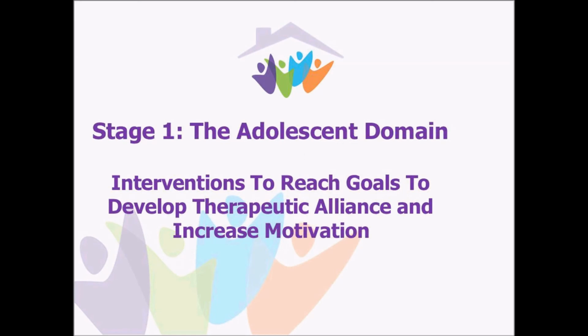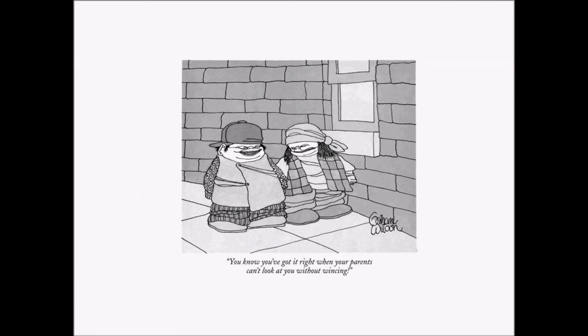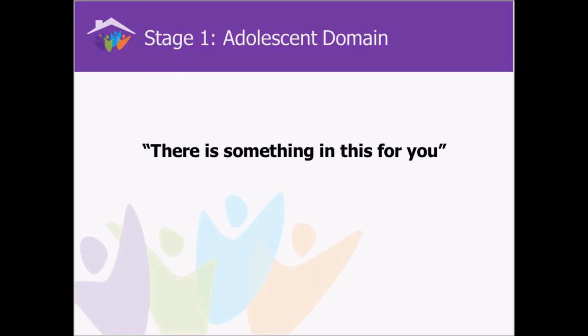Now, in the adolescent domain, in stage one, we're developing motivation and alliance. We have some special interventions, which I'll talk about briefly. First, you've got to know what you're dealing with, the adolescent. And here's one cartoon to show that. You know you've got it right when your parents can't look at you without wincing. How are we going to reach this adolescent?